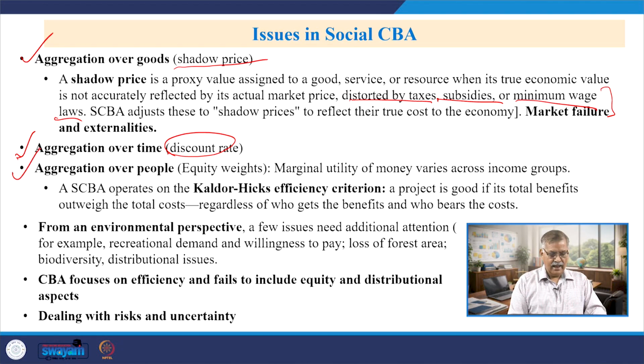Then third is aggregation over people. Very interesting thing, that how the benefits, because benefits and costs of the project are shared by many people of different socio-economic backgrounds. So how to aggregate these benefits over people? In this regard, equity principles should be followed, and more weight should be given to those projects which benefit the poor people, marginalized groups, common people, rather than providing the benefit to rich or middle or upper middle class households.